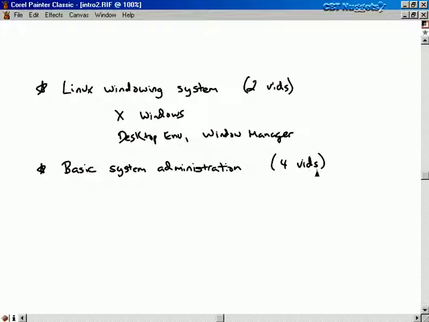And we spend 4 videos doing that. When I say basic system administration, what I'm talking about is the kind of system administration that you Apache, which is probably the most popular web server on the internet today.